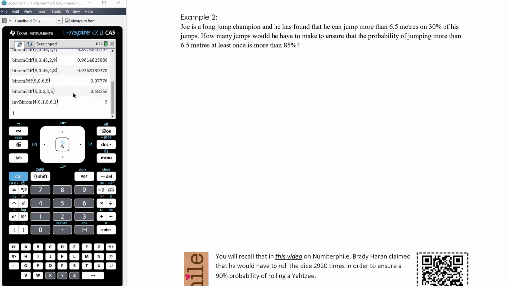Alright, example 2. Joe is a long jump champion and he's found that he can jump more than 6.5 metres on 30% of his jumps. How many jumps would he have to make to ensure that the probability of jumping more than 6.5 metres at least once is more than 85%? Okay, so the variable here is, I'm going to go with J, and J is the number of jumps more than 6.5 metres.